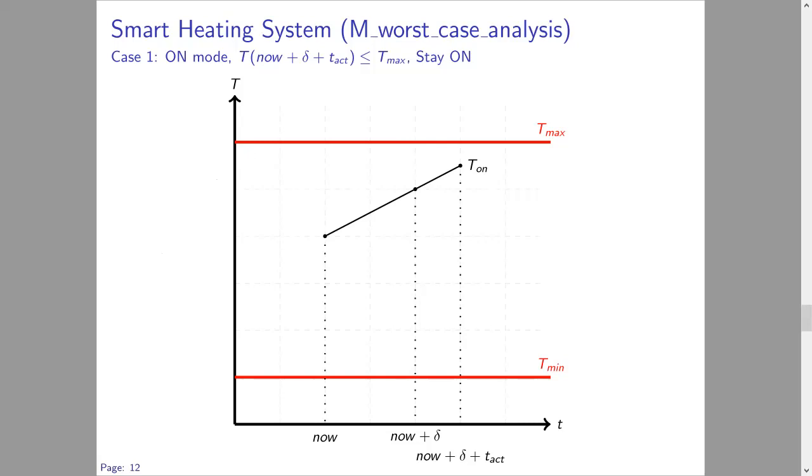Why is this safe? The temperature prediction at now plus sampling time guarantees that we can survive for the next cycle, right? And the extra prediction that plus T-act is safe guarantees that even if we need to switch at the next cycle, we have enough time to react to the inertia caused by the switching mode. That's why this case is safe.